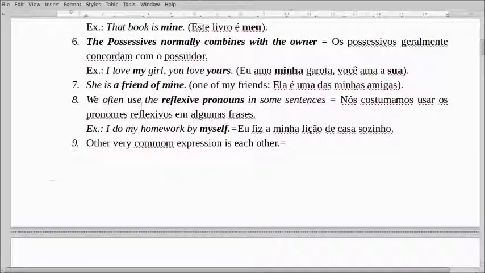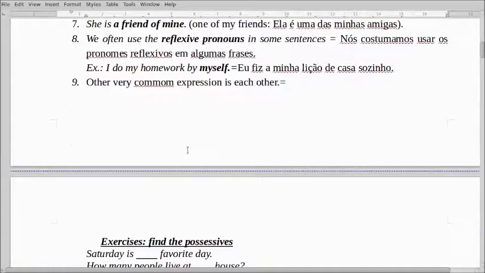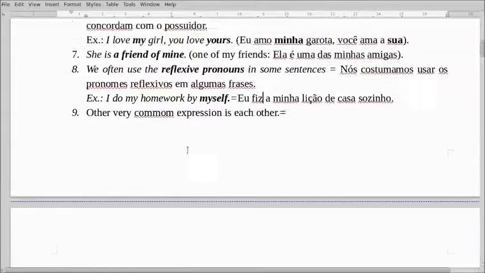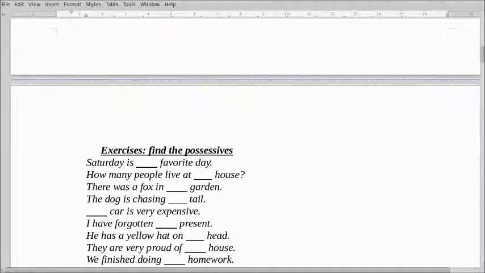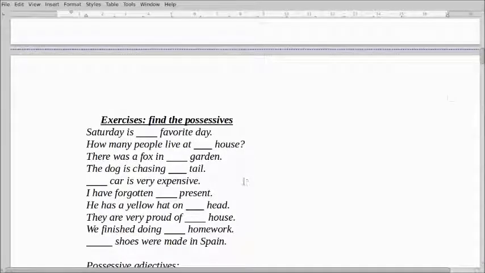Other very common expression is each other. Uma outra expressão comum é each other. For example, we see each other direct in the eyes. Nós vemos um ao outro diretamente nos olhos. Okay? So here there are many exercises to practice this. Então aqui temos vários exercícios para treinar esses pronomes.